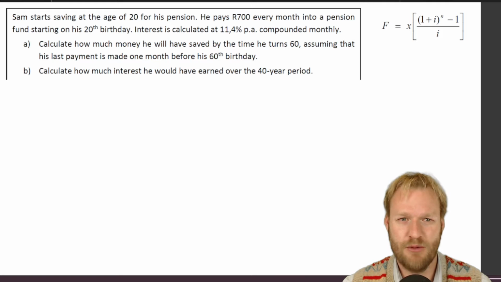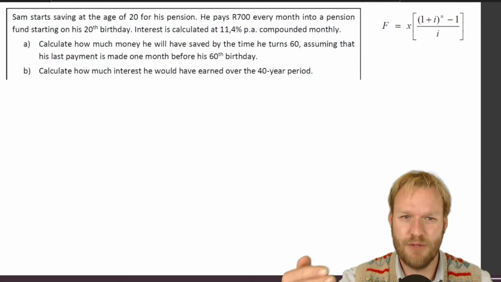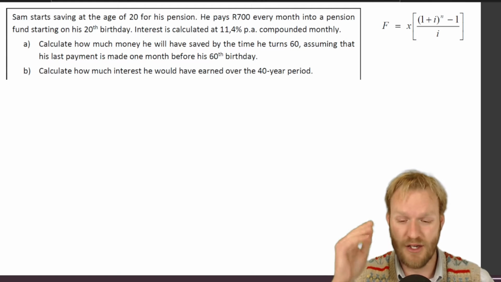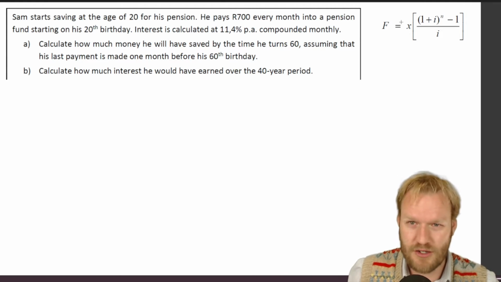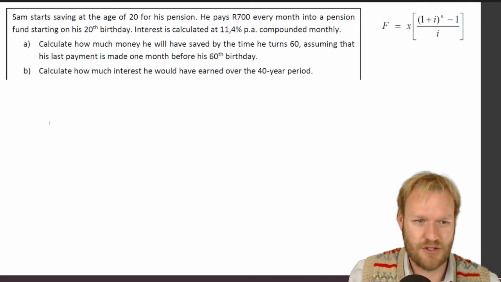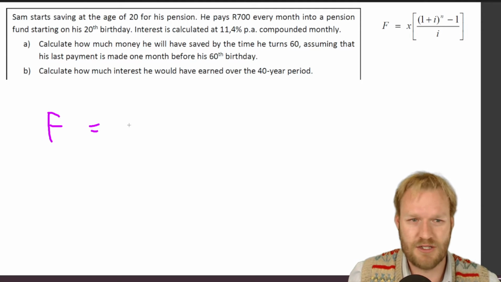Calculate how much money he will have saved by the time he turns 60, assuming that his last payment is made 1 month before his 60th birthday. So 1 month before, we're just going to have to keep our wits about us. So we're going to use our formula, right? So this is going to be F equals X.